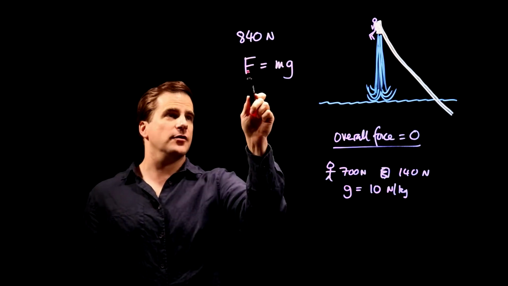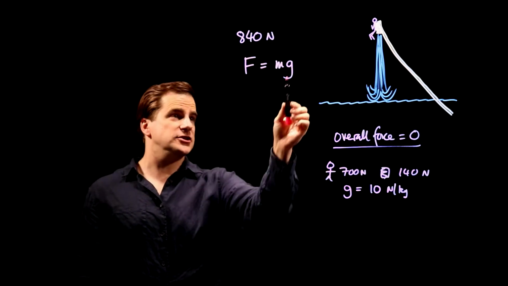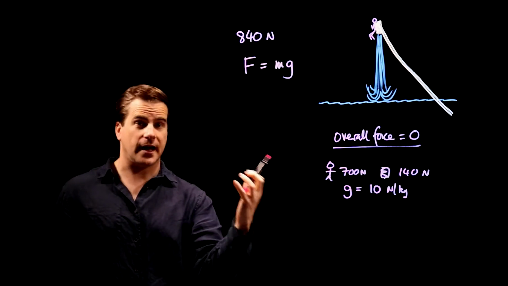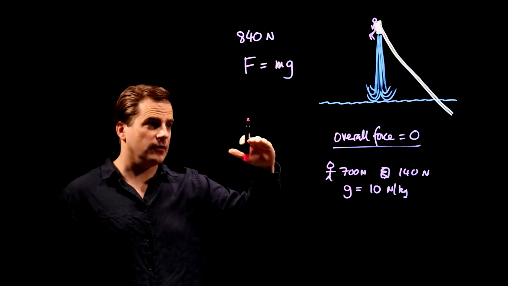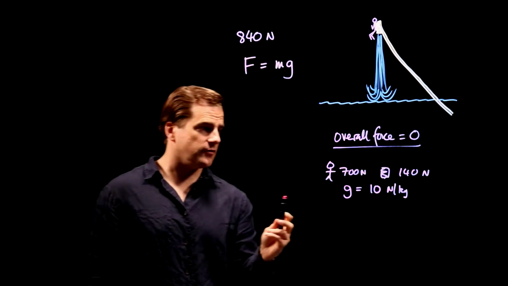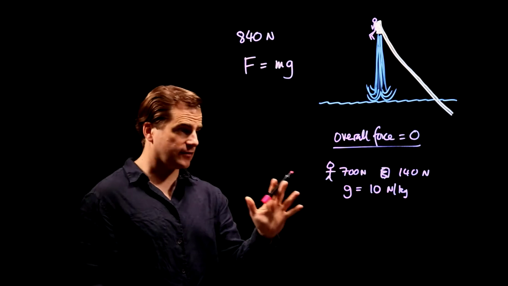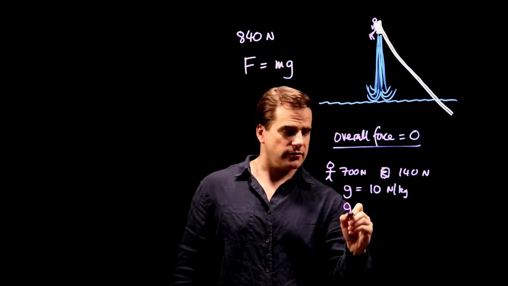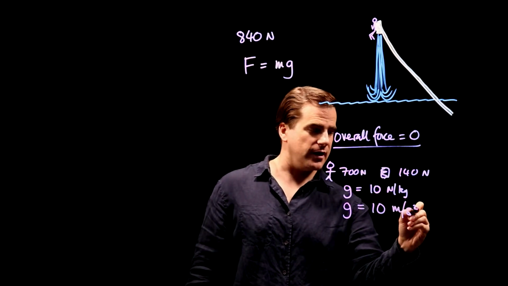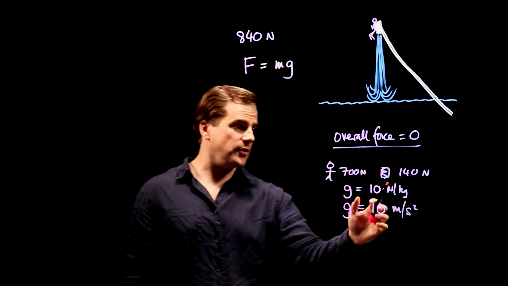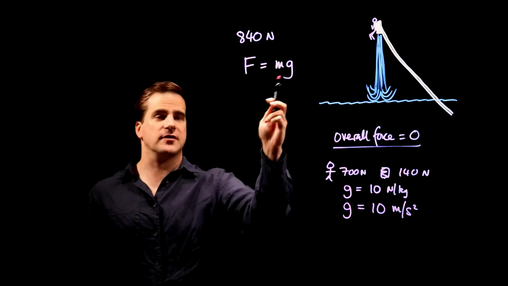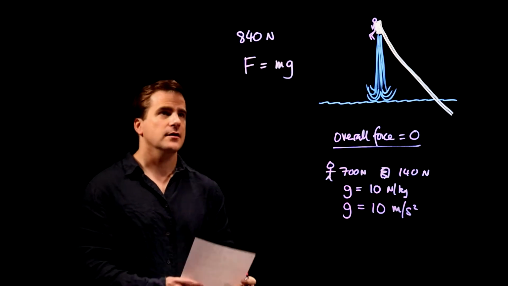It's the same as force is mass times acceleration. G, the gravitational field strength, is an acceleration. It's your acceleration due to gravity. You can use newtons per kilogram as units, that's fine. But you can also say that G is 10 meters per second squared. They're both acceptable units of G because G is an acceleration. Okay, so that's F equals ma, F equals mg, same thing.